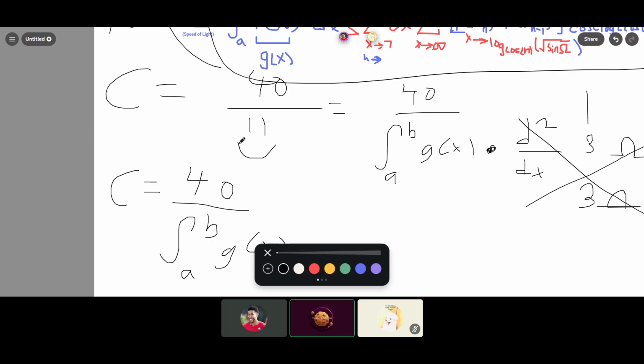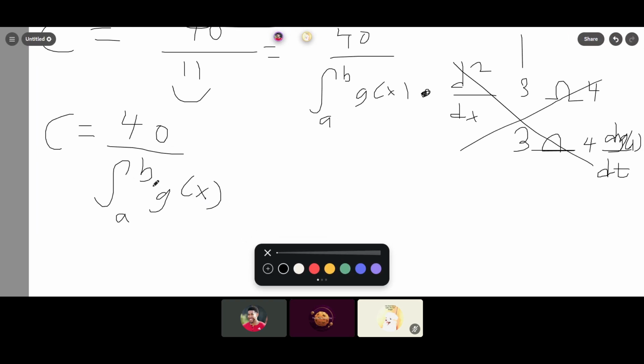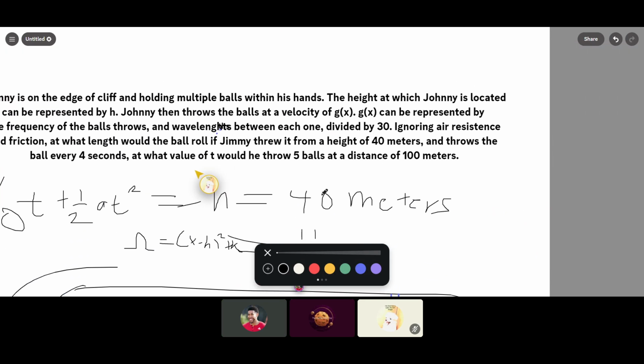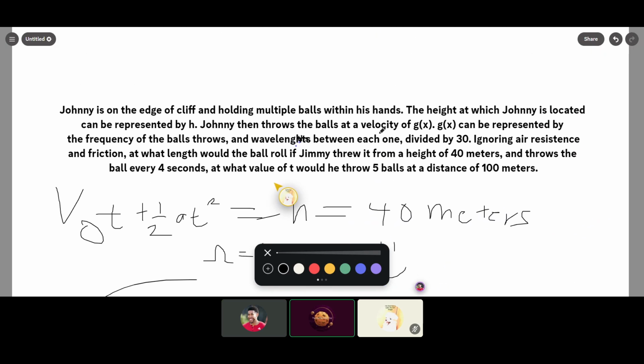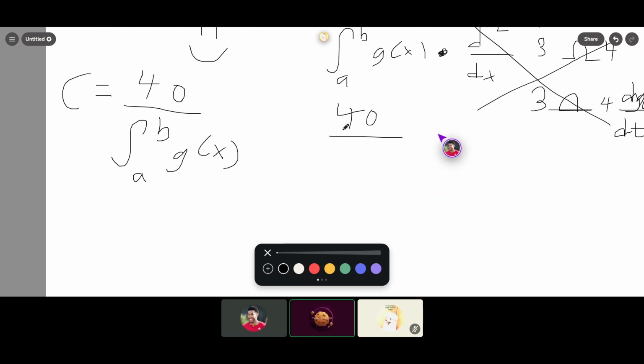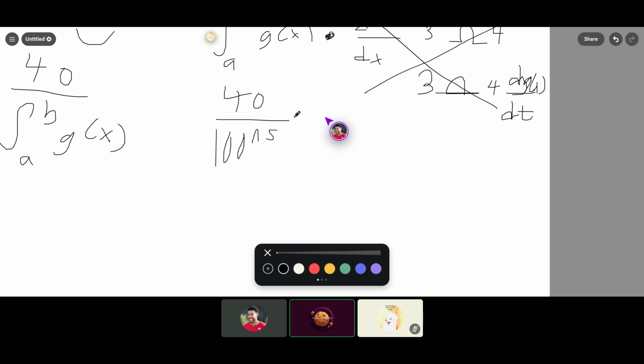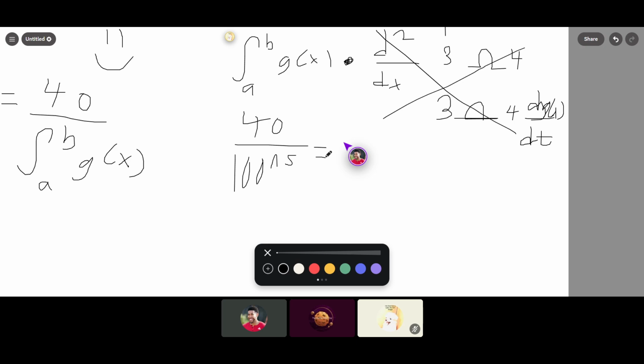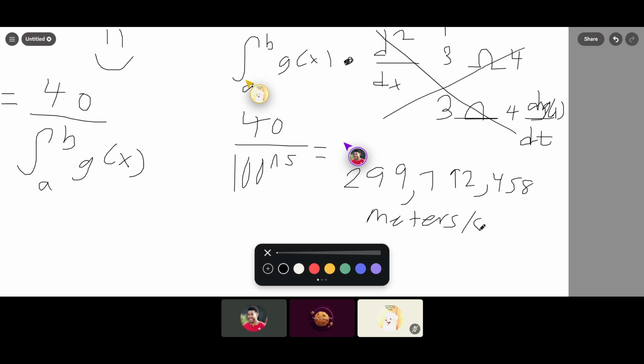And so we know that this is 40 divided by, so we know that g of x is 100 to the power of 5 because it's 100 balls and we're throwing it 5 times. And this will give us 299,792,458 meters per second, guys. Do not forget your units.